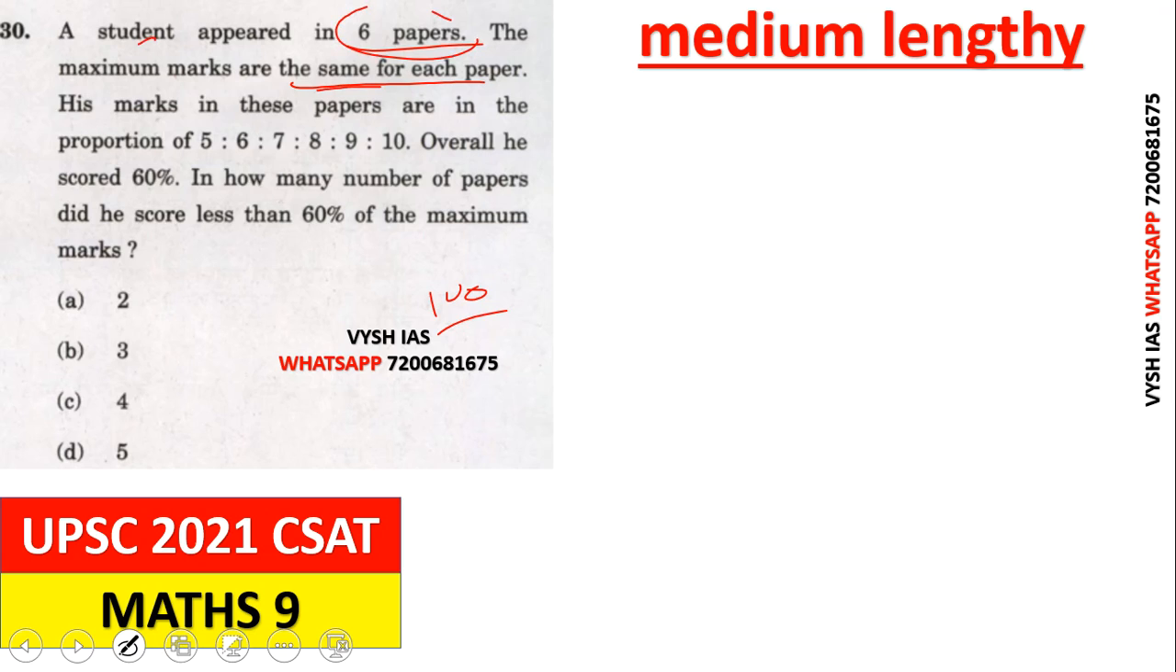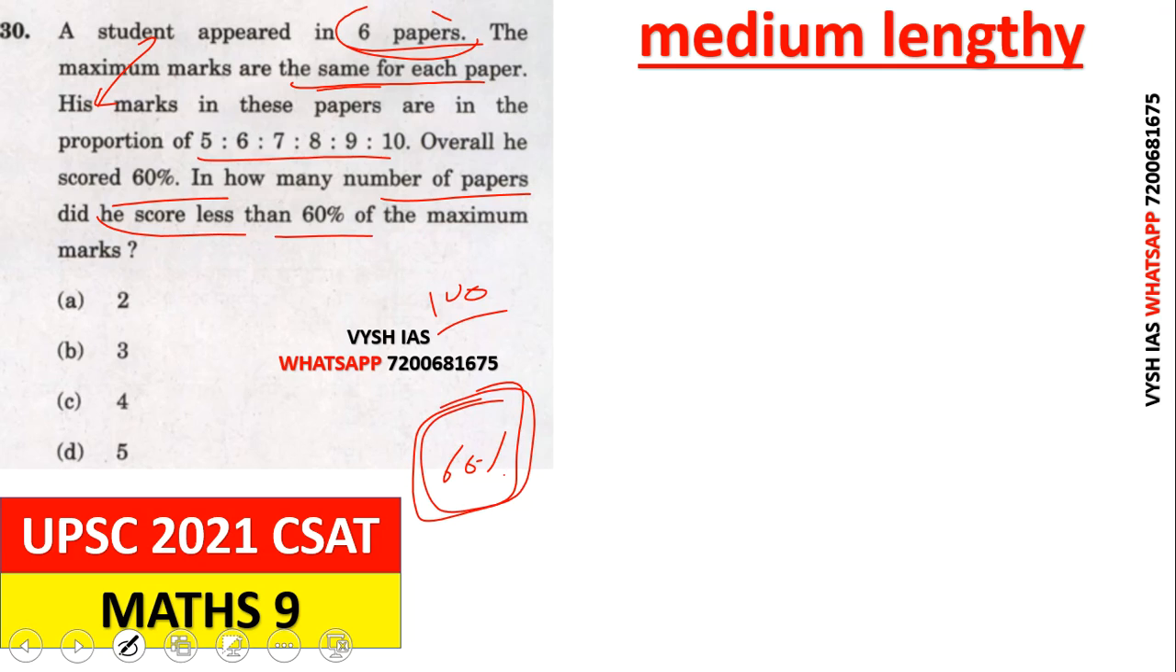Now that student's marks are in the proportion 5:6:7:8, like that for the 6 papers, this is the ratio. Overall, he scored 60%, meaning when he got his report card, he got 60% overall out of the 6 papers. Now, what is the question? In how many papers did he score less than 60%? Because overall is 60%. Maybe in some paper he got nice marks, 90, but in some other paper he got just 20. So on average, he got 60. UPSC is asking how many of the 6 papers he got below 60 and how many he got above 60. Seeing this, it looks very complicated, but it's a very simple question.